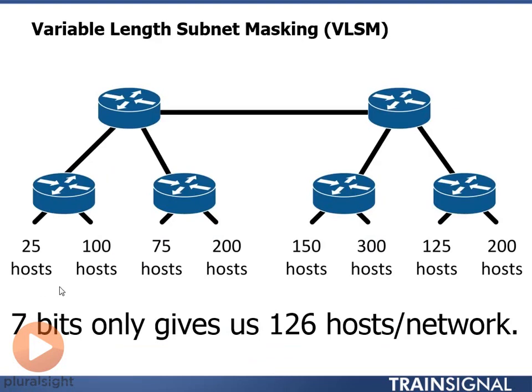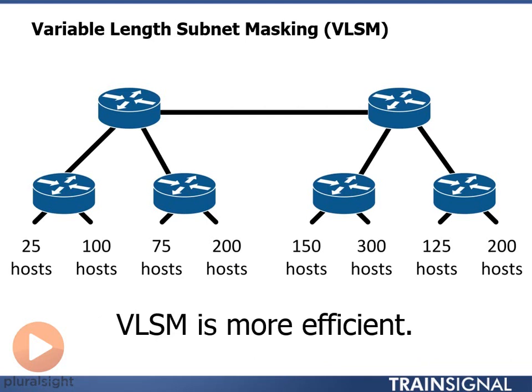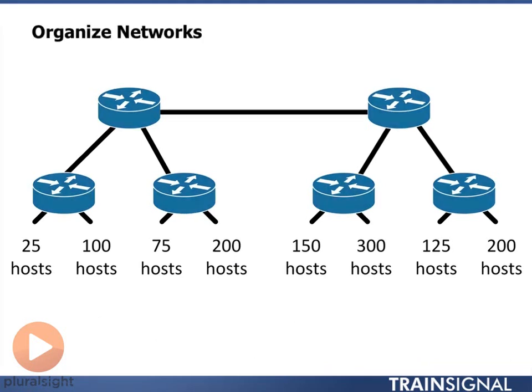Well, great. We need a network that has 25, one that has 100, one that has 75. The 126 hosts will work great there, but we also need a network that has 200 hosts, 150 hosts, 300 hosts, and another one down here that has 200 hosts. So this actually won't work at all. VLSM is much more efficient.